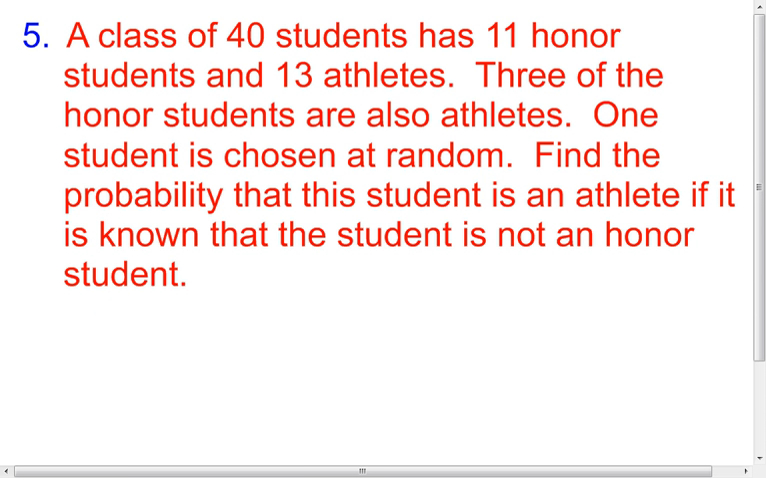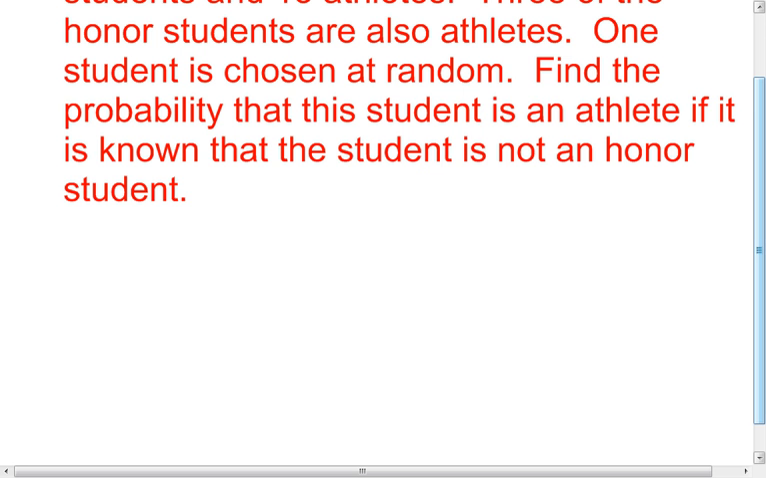All right, and then you're going to get problems similar to this in your accelerated math. So you have a class of 40 students, 11 honor students, and 13 athletes. 3 of the honor students are also athletes. 1 student is chosen at random. Find the probability that this student is an athlete if it is known that the student is not an honor student. And this gets to be a little bit tricky.